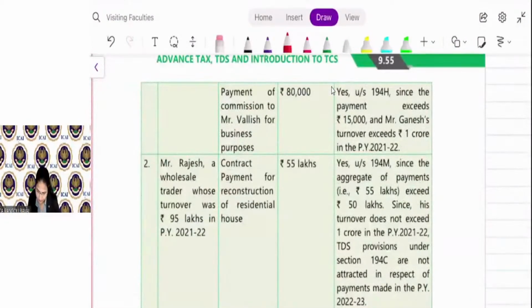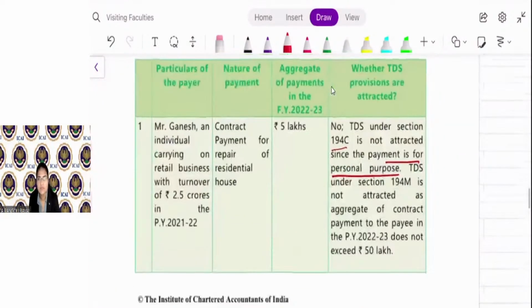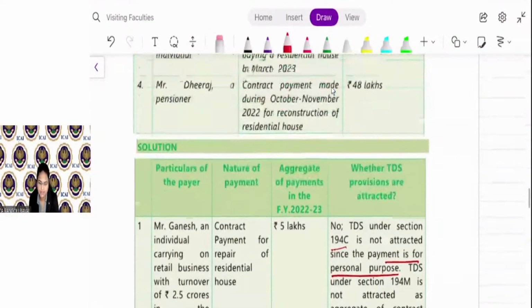Yes, 194H, since the payment exceeds 15,000 and Mr. Ganesh's turnover exceeds 1 crore in previous year 21-22. 194M is applicable in case of personal service also, but my dear friend, here the value of service is 5 lakh, which is less than 50 lakh.